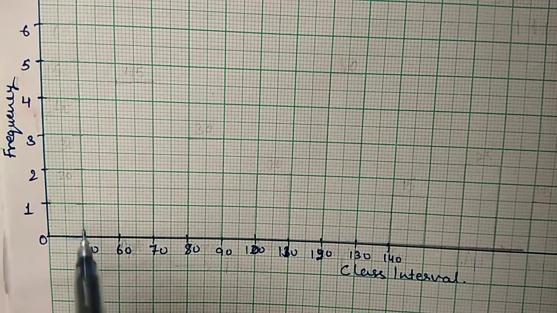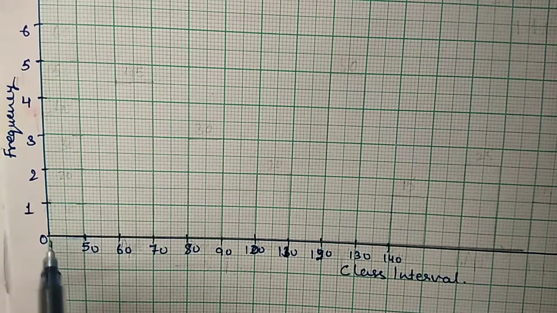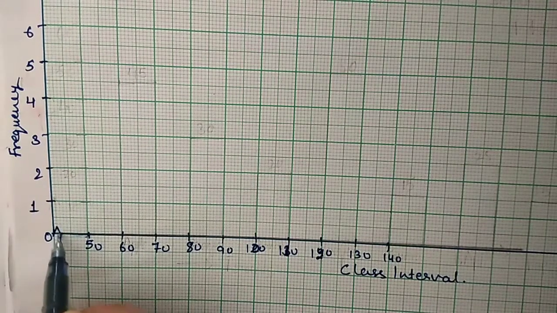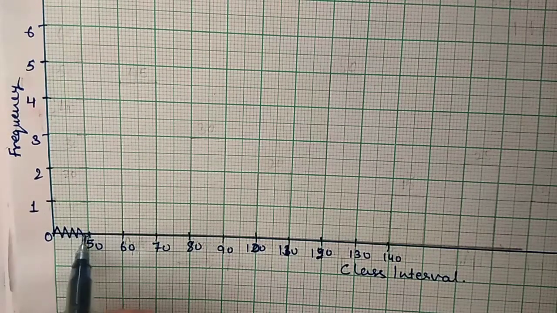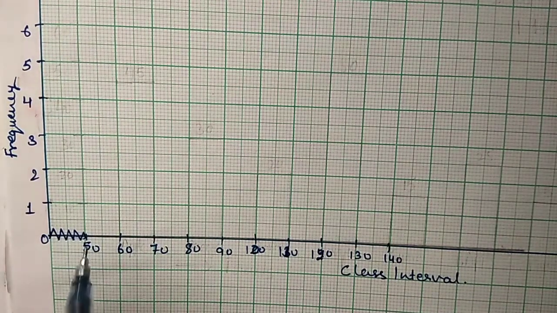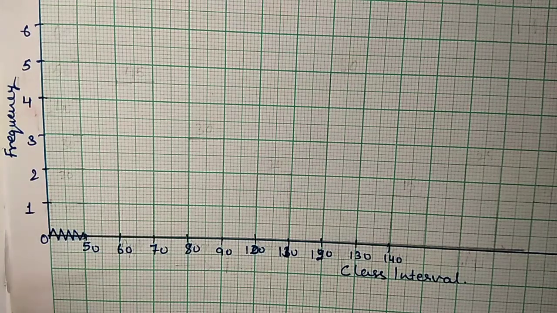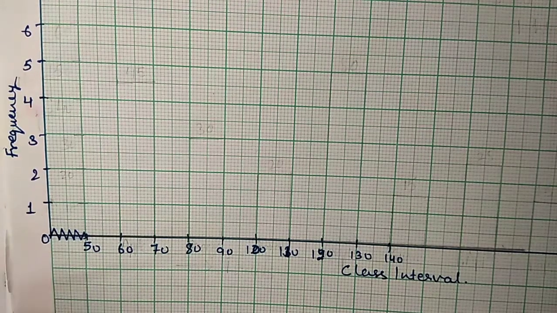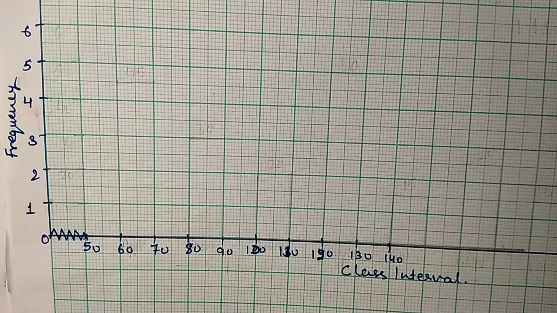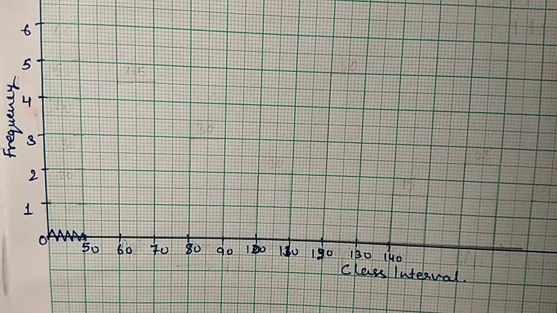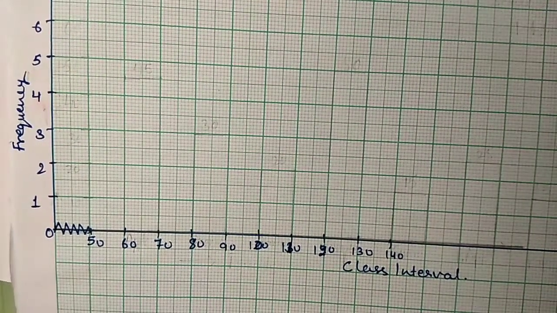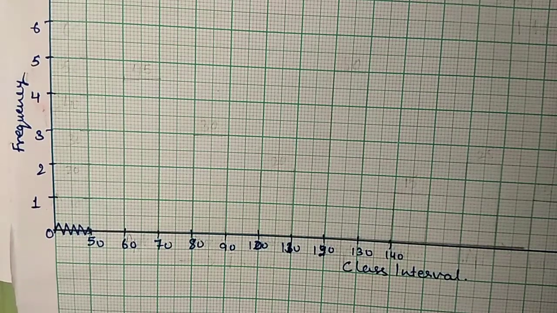Because our values start after 50, we will start from 50. Then the remaining first gap we will put like this, a zigzag. This we call the kink symbol. It means the remaining part is compressed here. 0 to 50 we have compressed here. Now according to the given values in this example we have to draw the histogram.